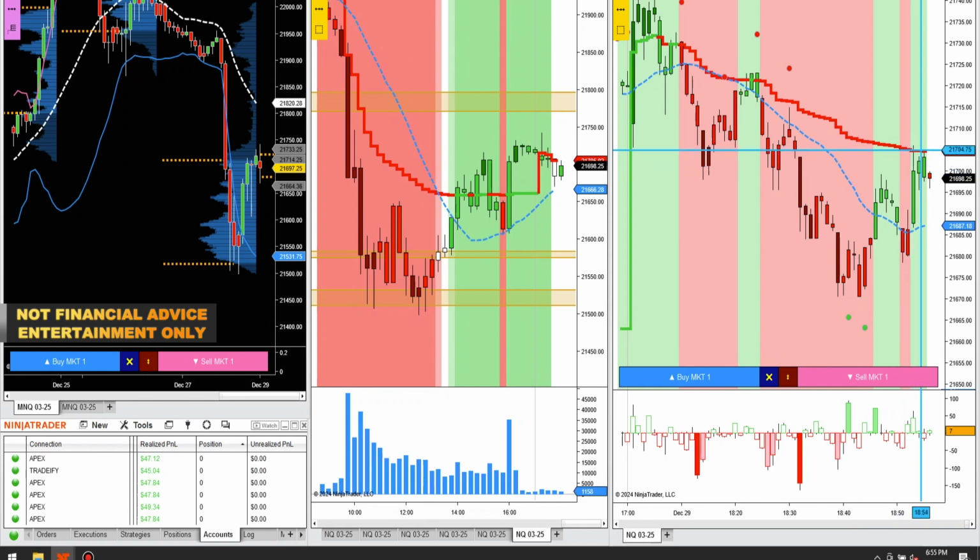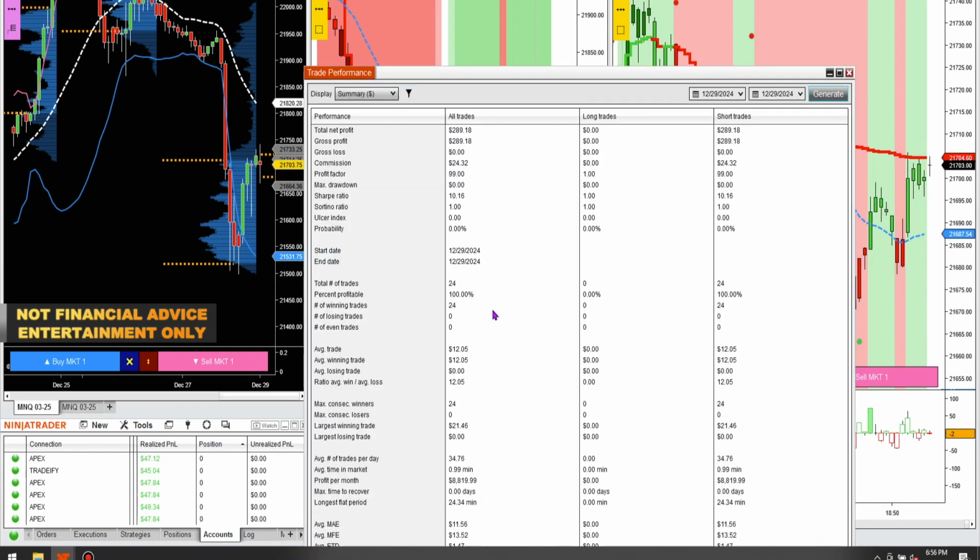I just took a VWAP bounce trade. There wasn't really any major delta coming in. I've had this nice down move since the market opened. Pulled back to the VWAP. I shorted it for a little bounce off of VWAP. Got 4 points, 100%, almost $300 after commission.